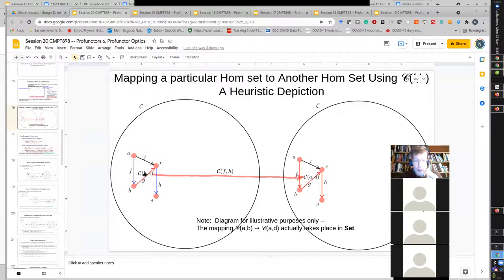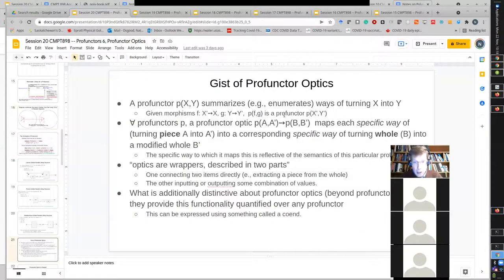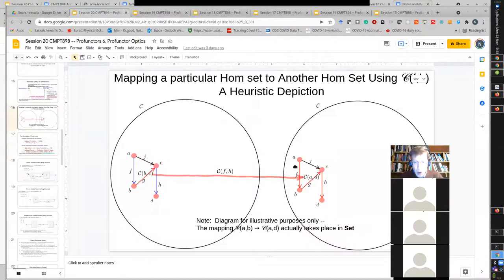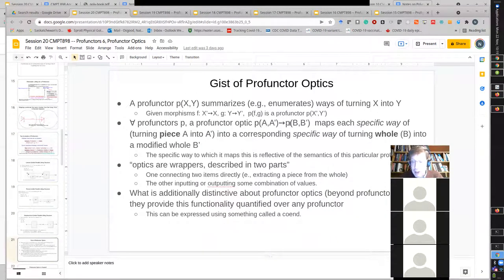And what the profunctor optic is doing here, it's turning that into a way of going from B, where B is this guy, to B prime, this guy here. So given this way, it's mapping that set into this set from here to here. Each of these is mapped into one particular one along these lines. They're different particular ones from C A D, different particular ones from each one of these from C B C is prepended by F, postpended by H to give something from A to D. And so this mapping is occurring in set.